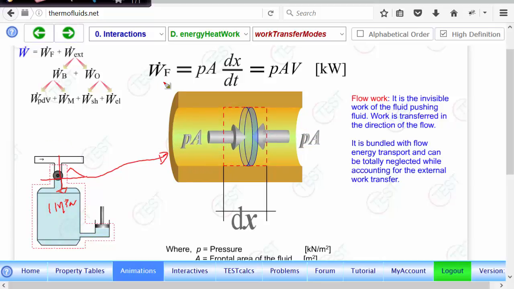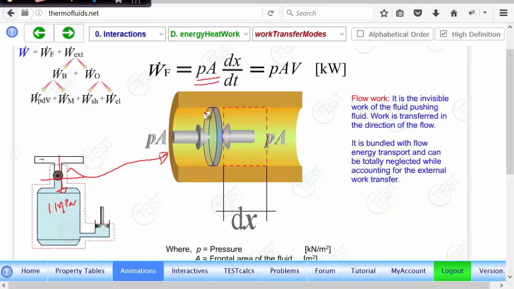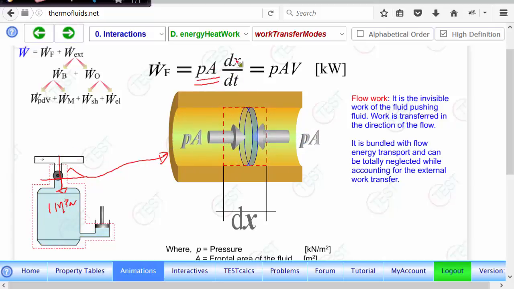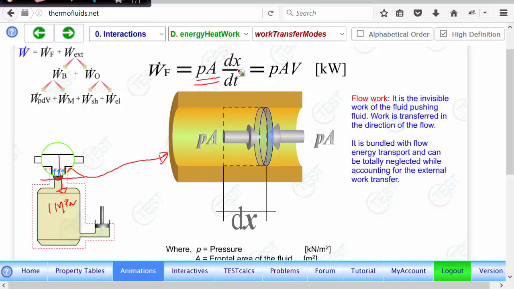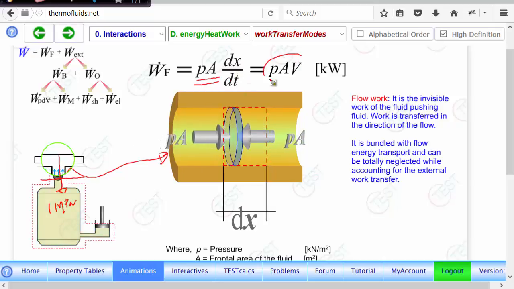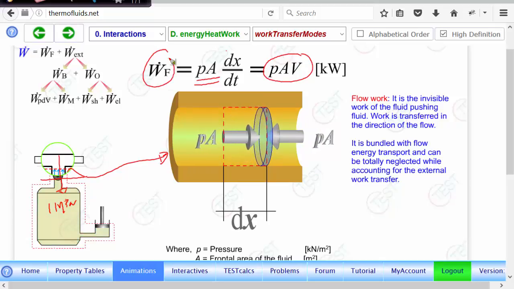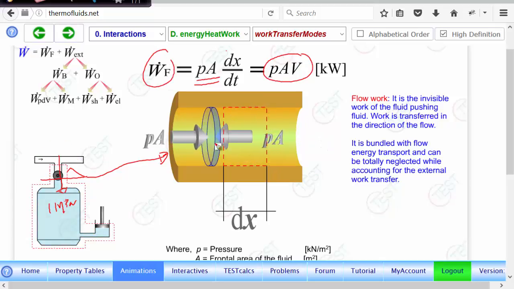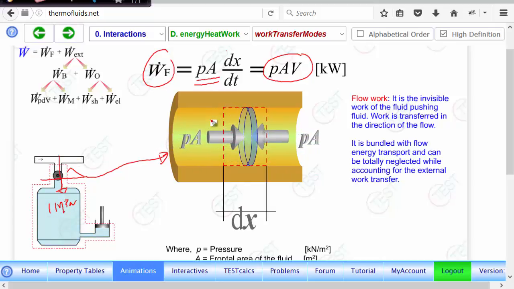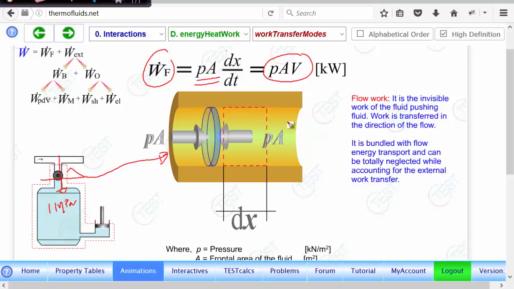So how much work is being done? Again, just like we did for boundary work, think about it. The force is pressure times area at this location. And if it is going at a certain velocity, that means it goes the distance dx in time dt. So therefore, pressure times area times velocity is the rate at which flow work is being done. Again, the direction is very clear. If the mass is going in, the flow work is entering the system. If the mass comes out, flow work comes out of the system.